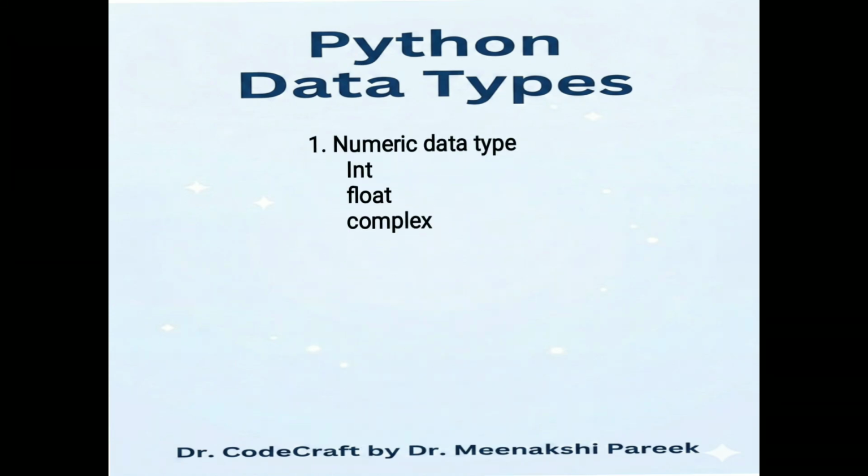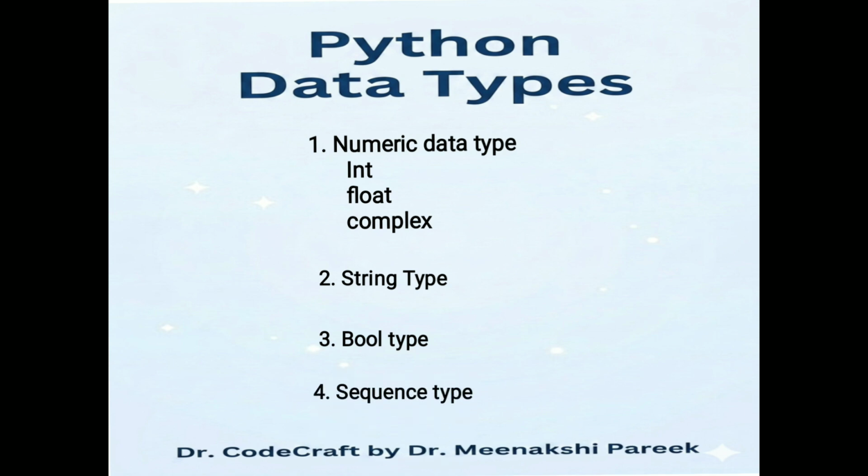We have different types of data types. First is the numeric data type, which is int, float and complex number. The int number represents numerical data, float represents decimal data, and complex number is used in advanced calculation. Next we have string type data, which is used for a sequence of characters. Next is the bool type, which shows true and false data, and next is sequence type data, which is list, tuple, dictionary, set, range, etc.